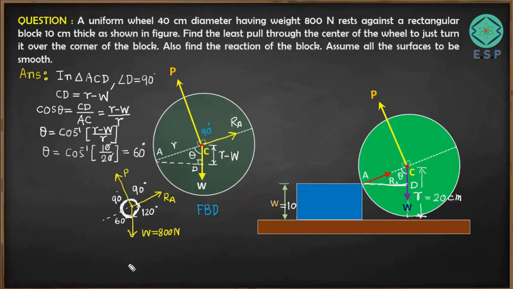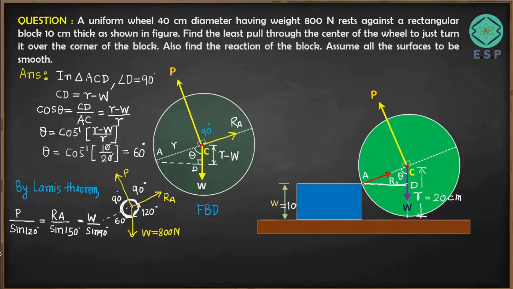So let's apply Lami's theorem here and see what we get out of it. So by Lami's theorem, if you take this particular pulling force P, so P divided by sine of the angle between the other two forces, sine of 120. So P divided by sine 120 degrees, friends. And then if you take RA, the opposite angle is going to be 90 plus 60, that is 150. So reaction at point A divided by sine 150, and that is equal to the last, that is weight divided by sine 90. So weight divided by sine 90, friends.